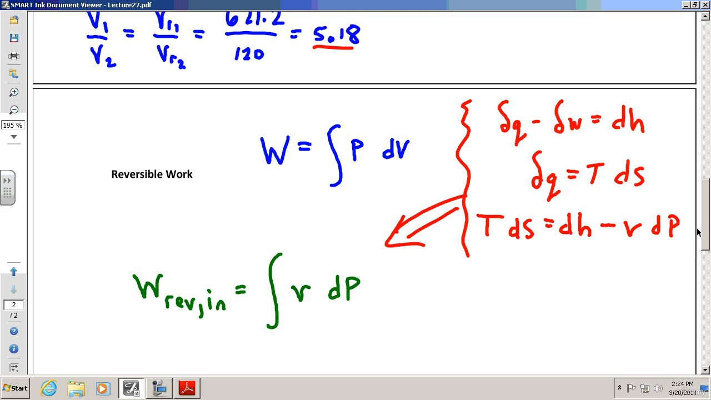So the one where it's also specific volume off to the side. Yeah, that is. Yeah, specific volume. Okay.